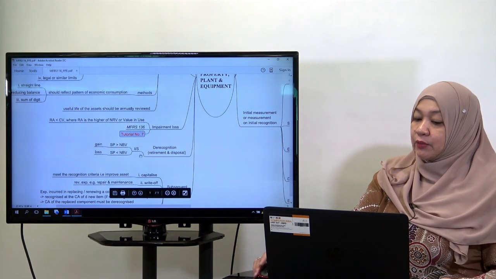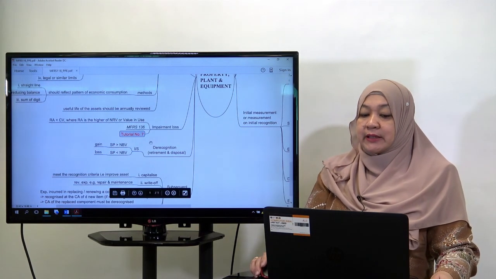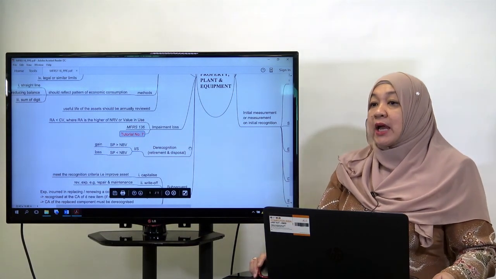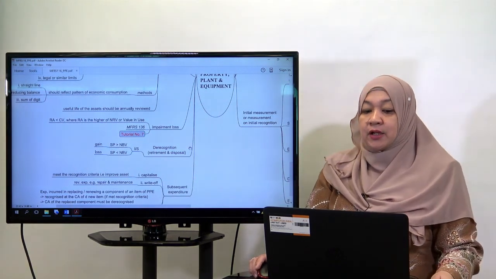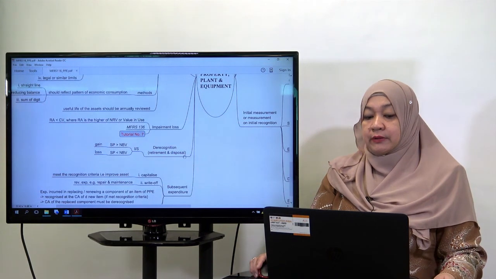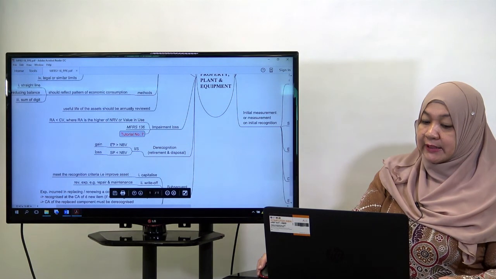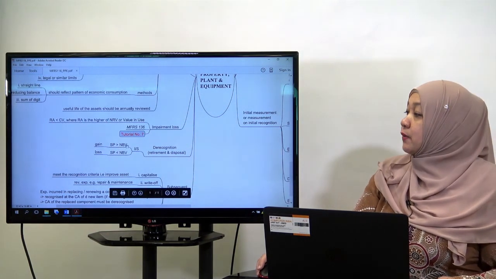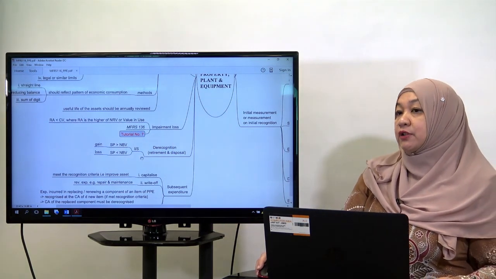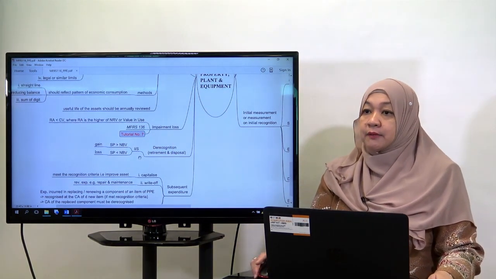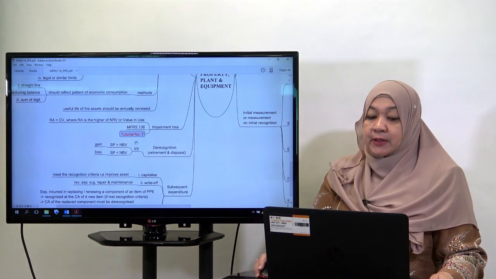So it can be either we retire the asset or we dispose the asset. So when it comes to derecognition, we have to compare the selling price of disposing that particular asset with the carrying amount or net book value. If your selling price is more than your net book value, then you will get a gain. When there's a gain, you charge it to the income statement on the revenue part, because you are gaining from the sale of that particular asset.